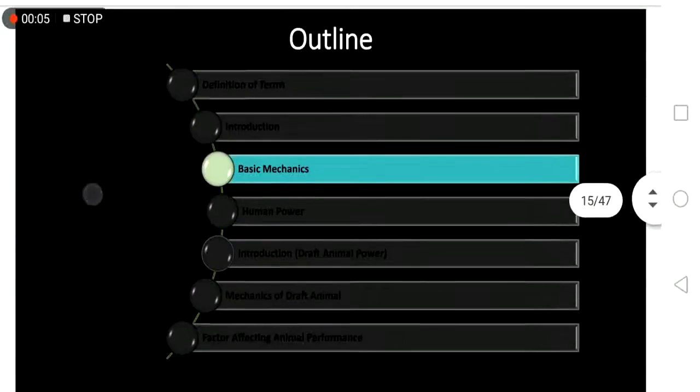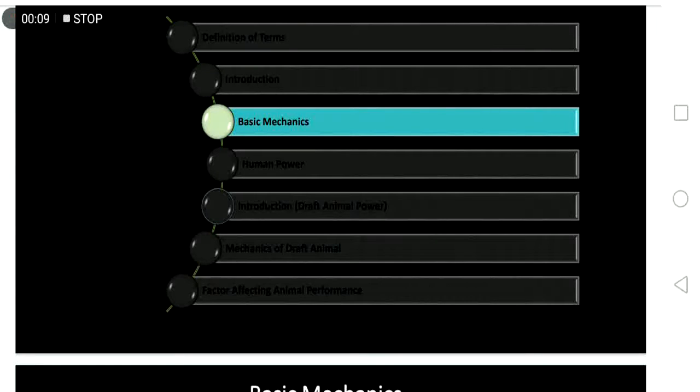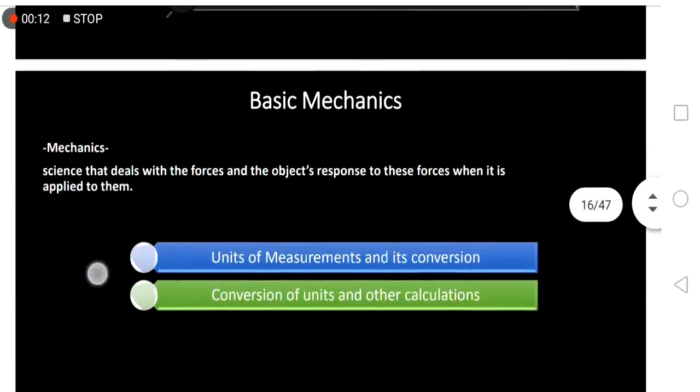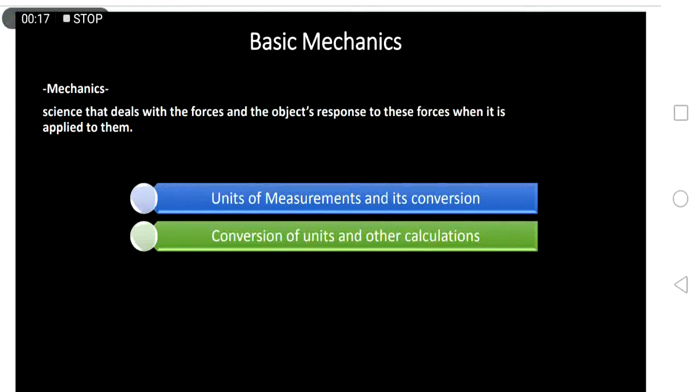So after the introduction, we now proceed to the basic mechanics of the sources of power. For the basic mechanics, we need a clear concept of the fundamental principles of mechanics. Mechanics here is one of the branches of physics. That is what we call mechanics. In here we need a clear concept regarding mechanics as well as its practical applications to machinery, and it is necessary for a comprehensive study of our farm machinery.